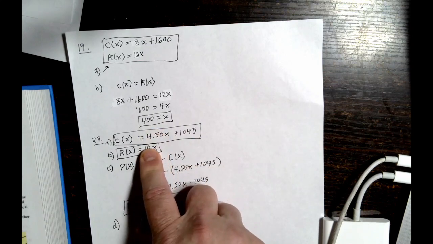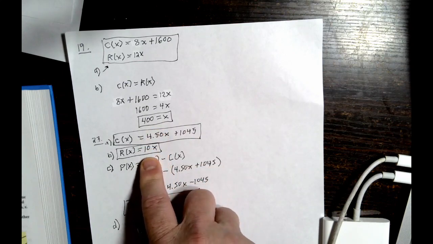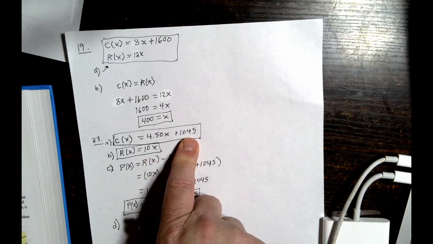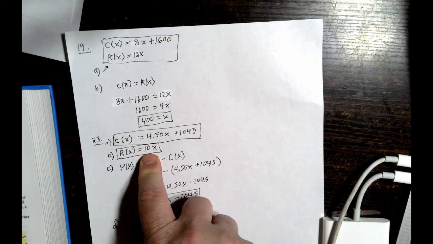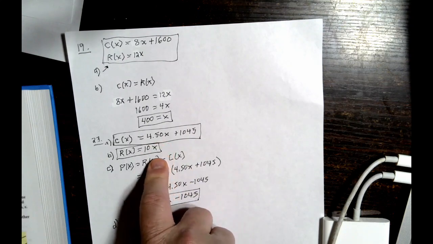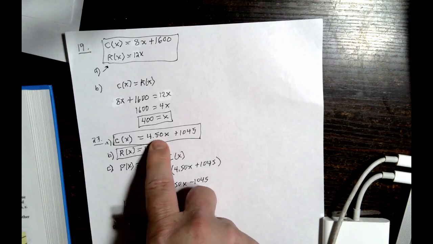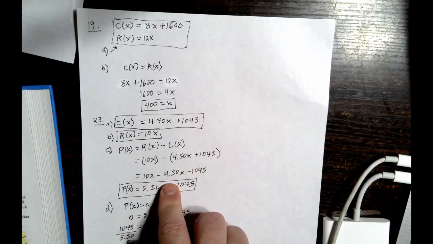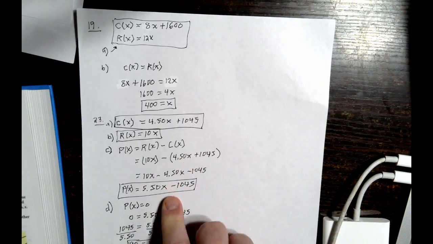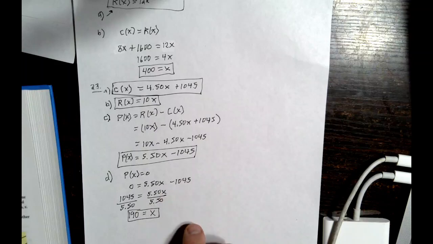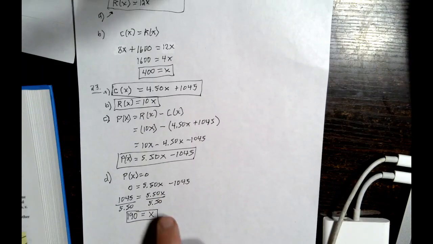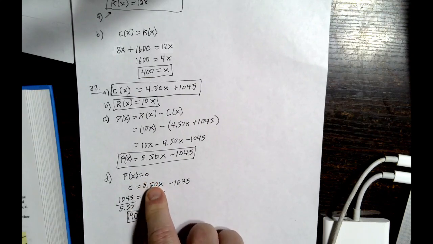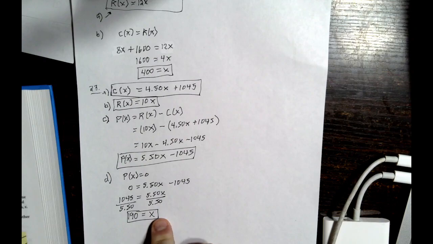All right, 23. Electronics, they say what type of... They have fixed cost of $1,045. Wholesale is $10. Cost to make it is 4.5. Okay, so 10x and 4.5x plus 1,045. Find profit, you subtract to get the difference between the two. There you go. And then D says find how many you must produce and sell to break even. So another way to break even is not just revenue equals cost, but profit equals 0. So set profit equal to 0 and solve, and you get 190.